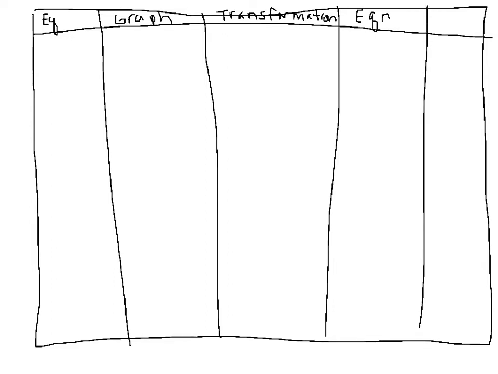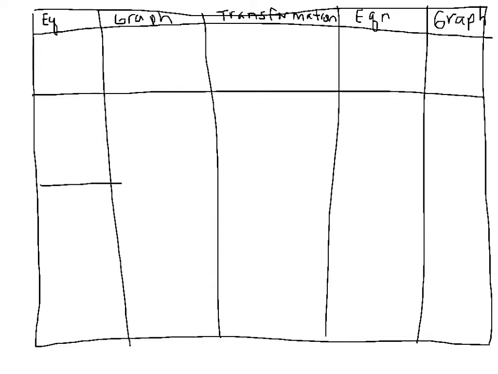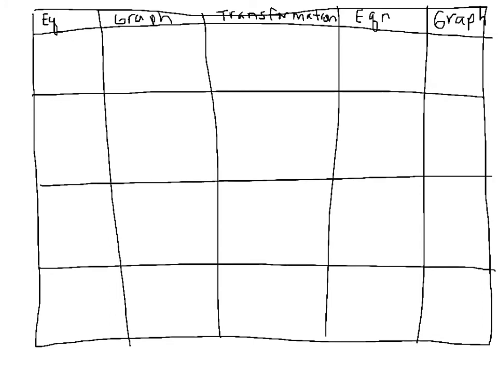We're going to have the equation, and then the graph, and then the transformation, and then we're going to have the equation again, and another graph. We're going to do one half of this with the square root function, and the other half with the cube root function. Okay, so we're going to have 4 different things. So what you're going to do is build basically a 4x5 grid, and then with your title row.